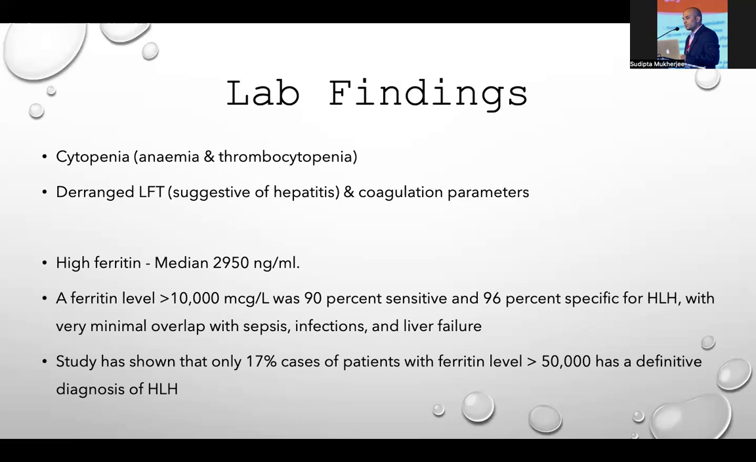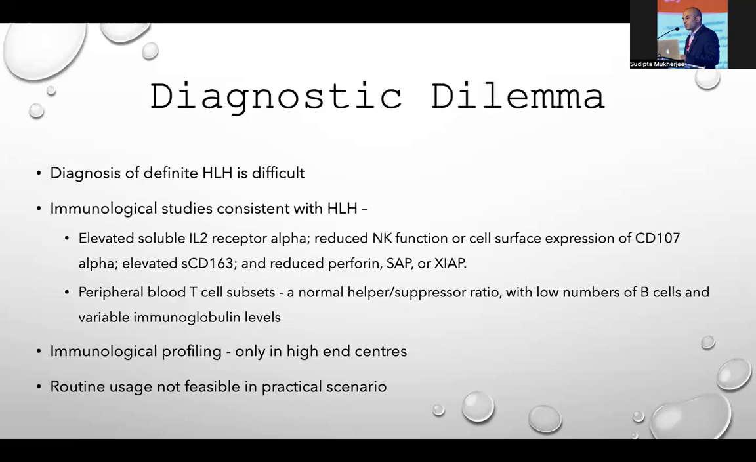But these results are heterogeneous, because studies have also shown that the probability of HLH in patients with a ferritin more than 50,000 is only 17%. So it is very difficult to get a definitive cutoff of ferritin to diagnose HLH. We have to look at the other findings also.